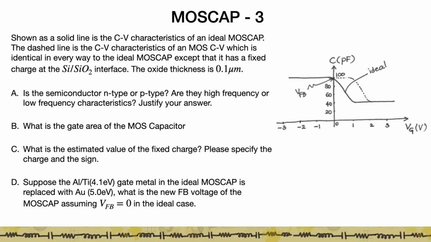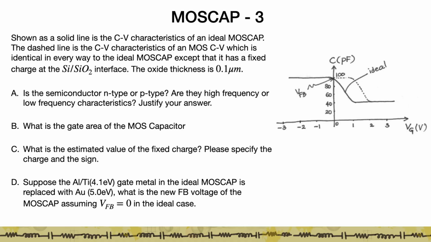Shown as a solid line is the CV characteristic of an ideal MOS cap. The dashed line is the CV characteristic of a MOS cap which is identical in every way to the ideal MOS cap, except that it has a fixed charge at the silicon-silicon dioxide interface. The oxide thickness is 0.1 micron. 1. Is the semiconductor N-type or P-type? Are they high frequency or low frequency characteristics? Justify your answer. 2. What is the gate area of the MOS capacitor?